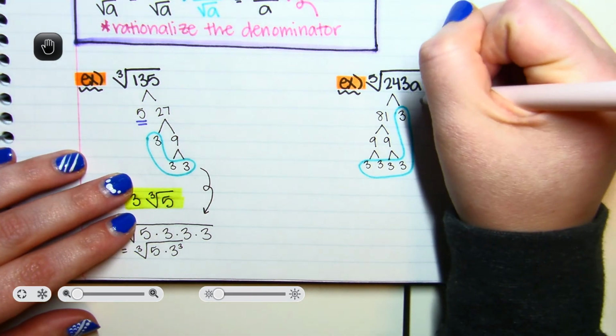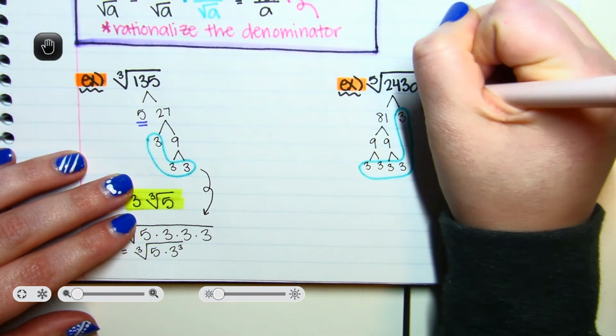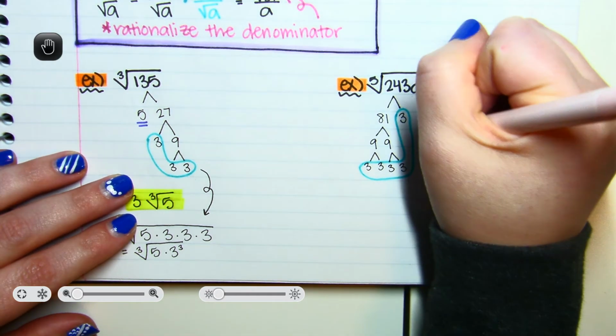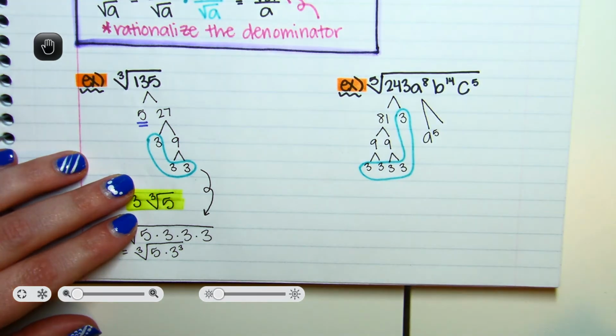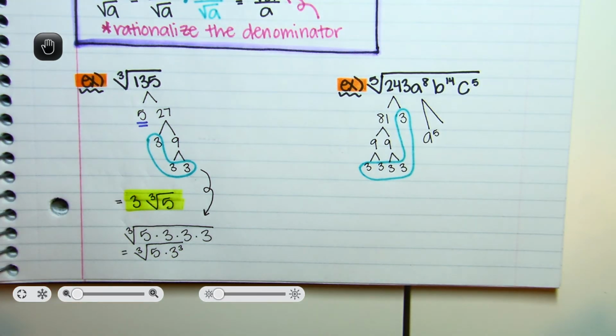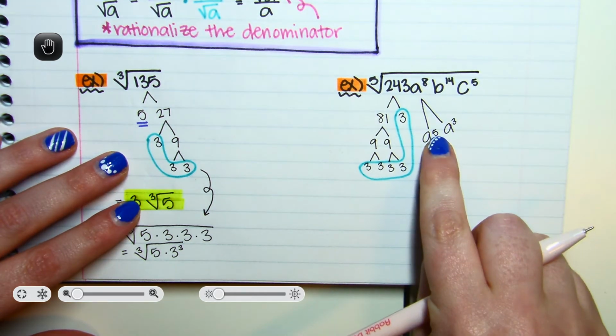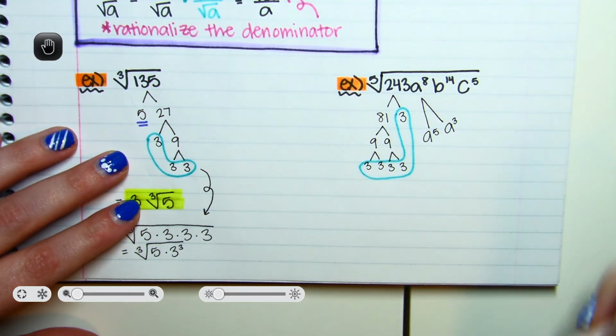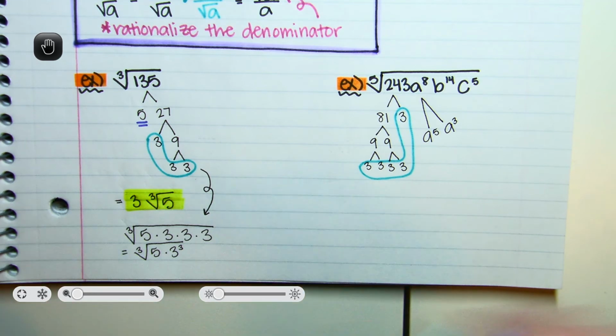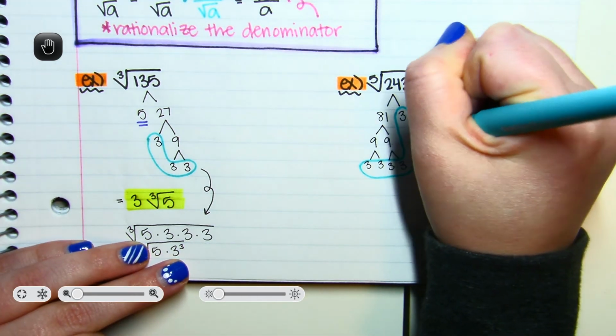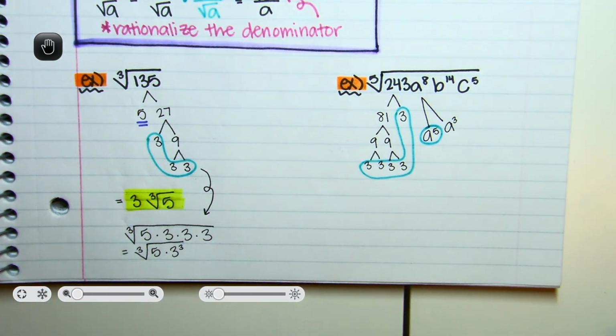So for example, for the a to the 8th, I'm going to write this one as a to the 5th. So that takes care of 5 of the 8. And then I'll have 3 more. So 5, 6, 7, 8. And then this a to the 5th, that's a group of 5.